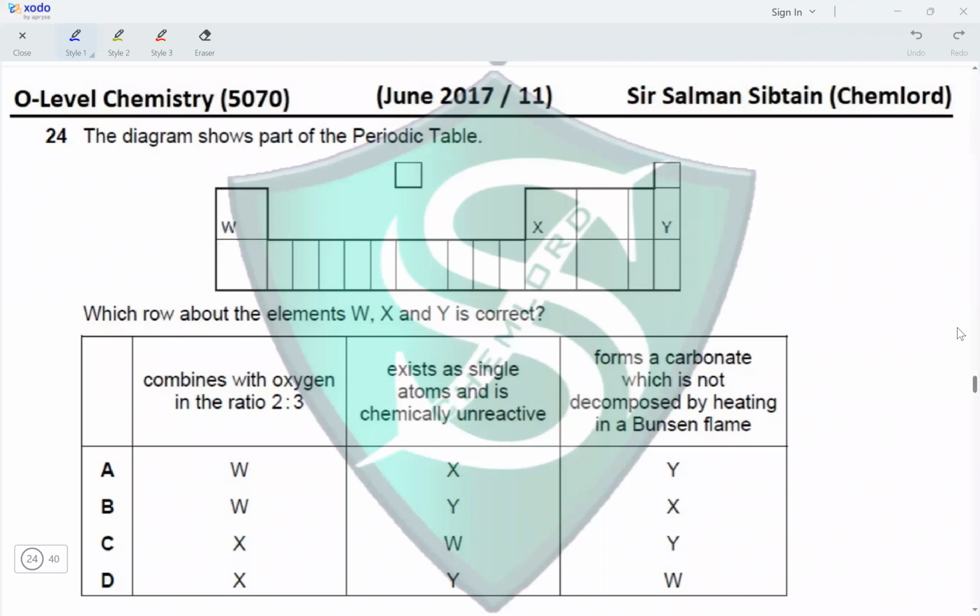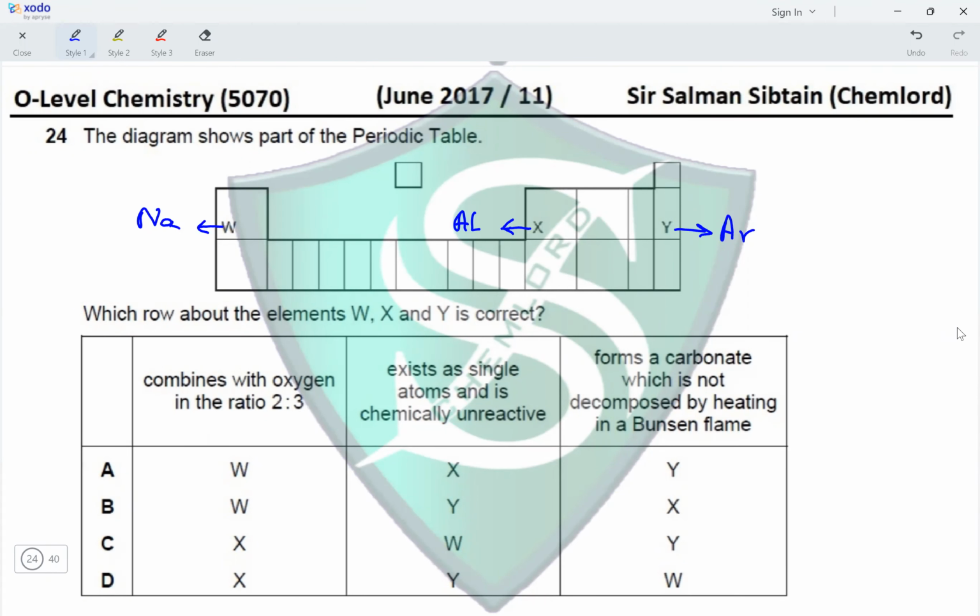Question 24. The diagram shows part of the periodic table. Which row about elements W, X, and Y is correct? So W is found in group 1 and is in the third period, so it is sodium. X is also in period 3 and it is in group 3 as well, so this is aluminum. And the last element in period 3 is the noble gas argon. Okay. Which row about the elements W, X, and Y is correct?